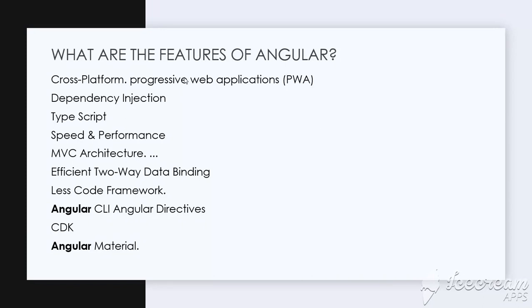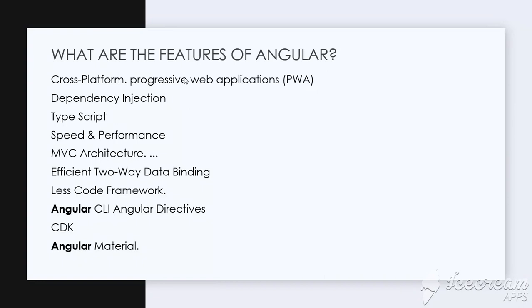This old Angular, and of course the new Angular also, uses this component-based approach, where each component, like header, sidebar and footer, or on the main page, you have different components, and all these components can function as a separate independent entity, using this model view controller architecture. So it uses MVC architecture. It has an efficient two-way data binding. The code is very less in this framework, so very less code framework, and of course it uses this Angular CLI, and then we have these Angular directives like ngIf, ngFor, and ngStyle, ngClass.